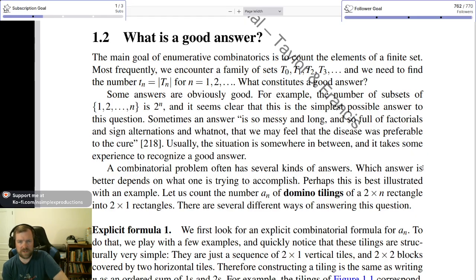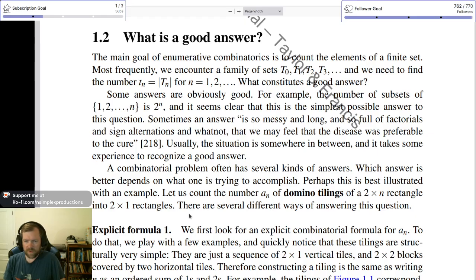Sometimes an answer is so messy and long, and so full of factorials and sign alternations and whatnot, that we may feel that the disease was preferable to the cure. Usually the situation is somewhere in between, and it takes some experience to recognize a good answer. A combinatorial problem often has several kinds of answers. Which answer is better depends on what one is trying to accomplish. Perhaps this is best illustrated with an example. Let us count the number a_n of domino tilings of a 2 by n rectangle into 2 by 1 rectangles.